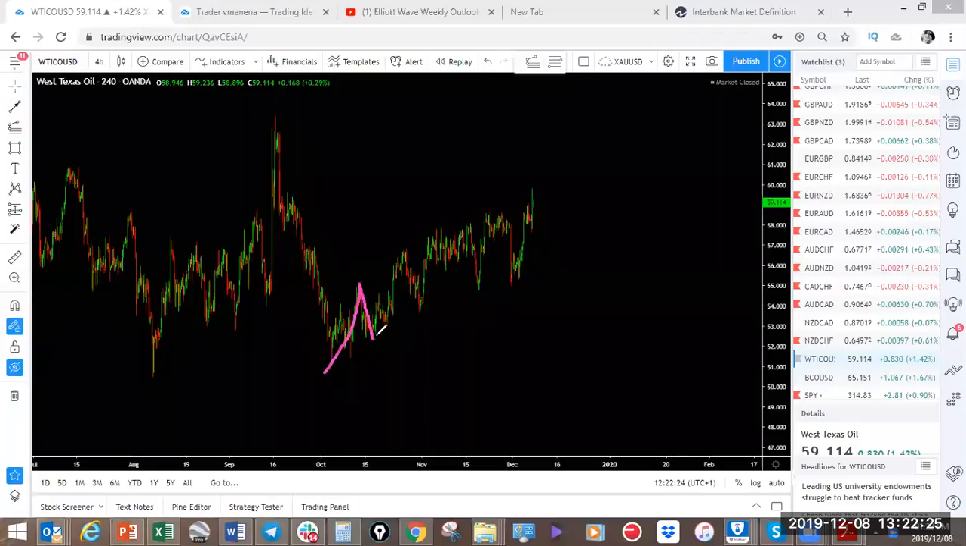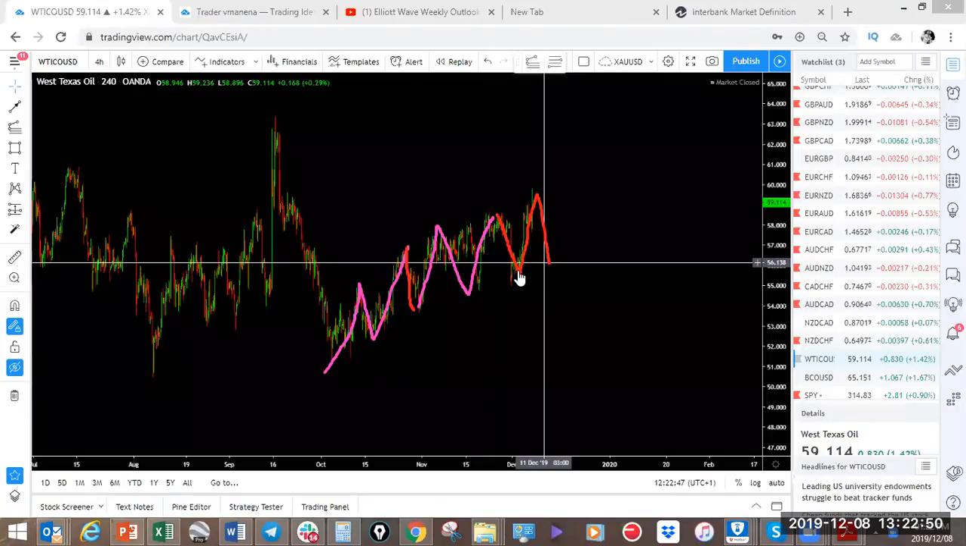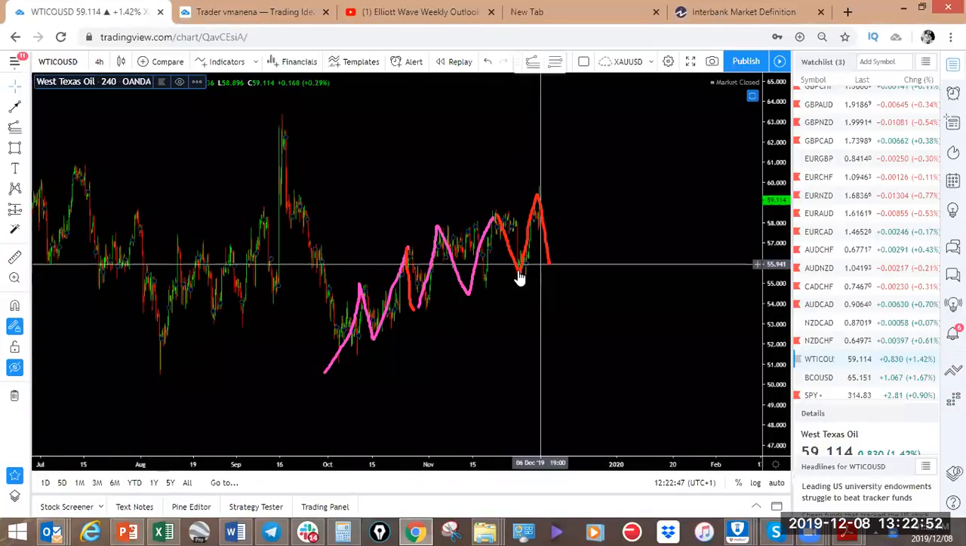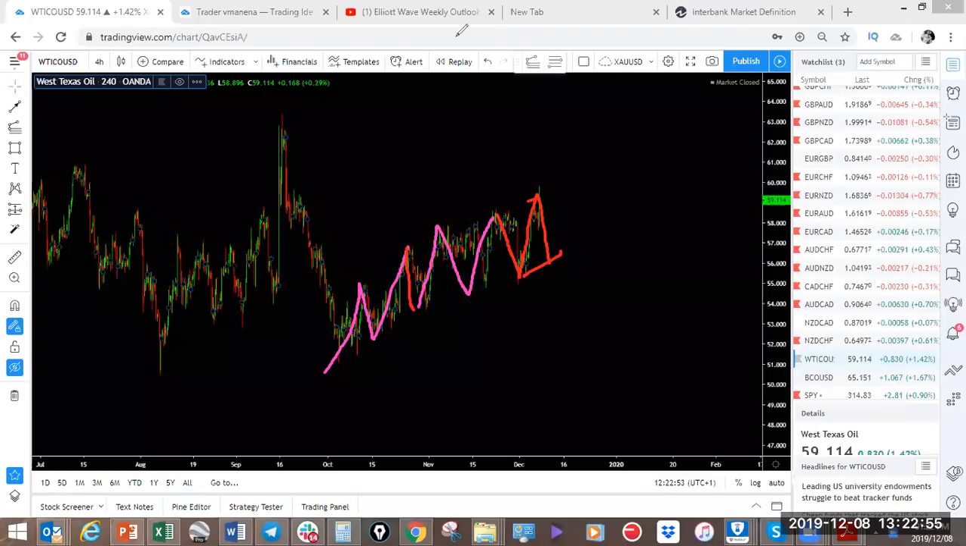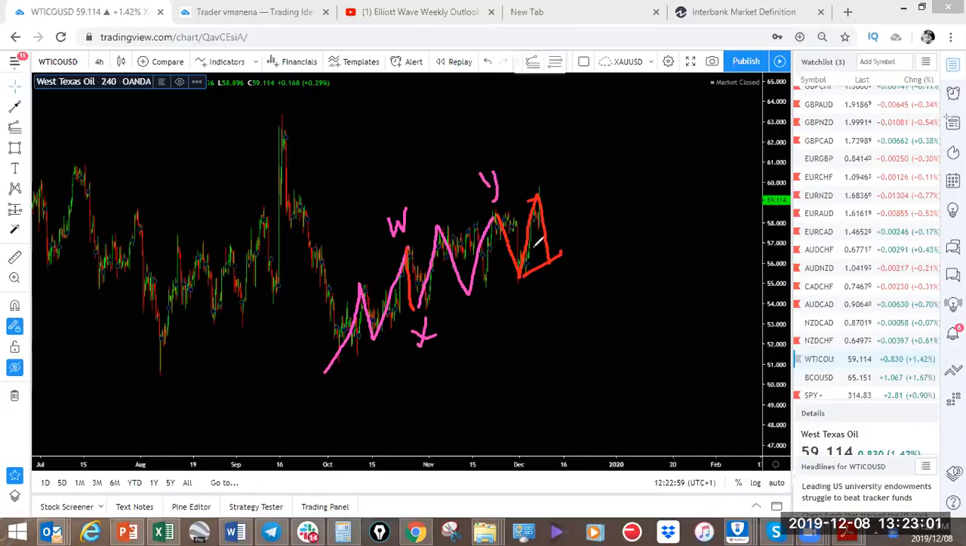We've got 1, 2, 3 to the upside there. We've got a pullback. We've got 1, 2, 3 to the upside. Let me use different colors here. We've got 1, 2, 3 to the upside, and a pullback in 3 waves. 1, 2, 3 up, and a pullback. This pullback can be in 3 waves like this, in 3 waves like this, and you will have a W here, X here, Y here. This can be an X or this can be an X.